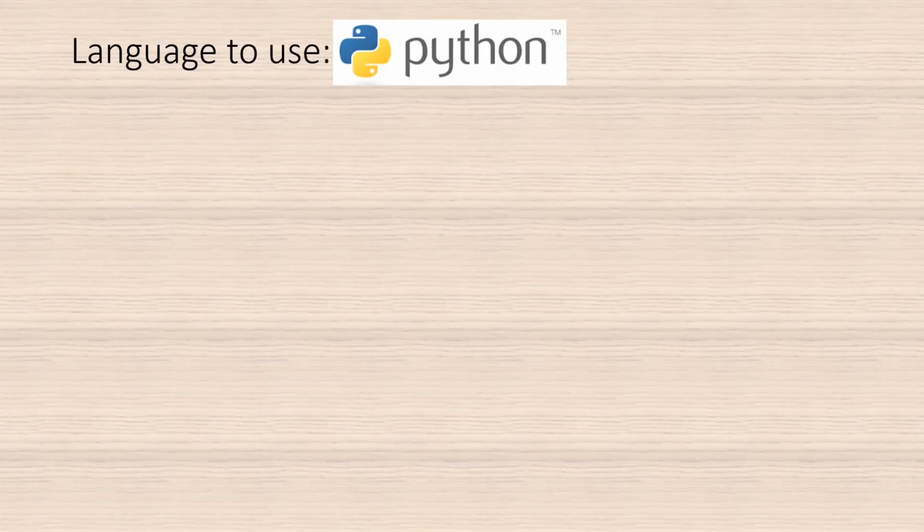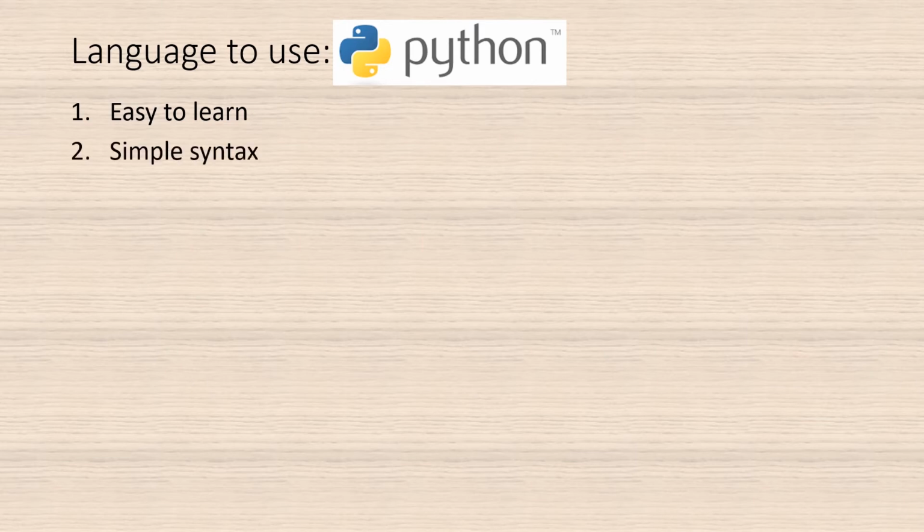Now, to develop the algorithm, I will use Python. Python is a programming language that is well known and most used in scientific computing. The reason I choose Python over other programming languages such as Java and C++ is because: 1. Python is easy to learn, even for those who do not have any basic programming knowledge. 2. Python has the simplest syntax, or format to write a command for the computer to run.